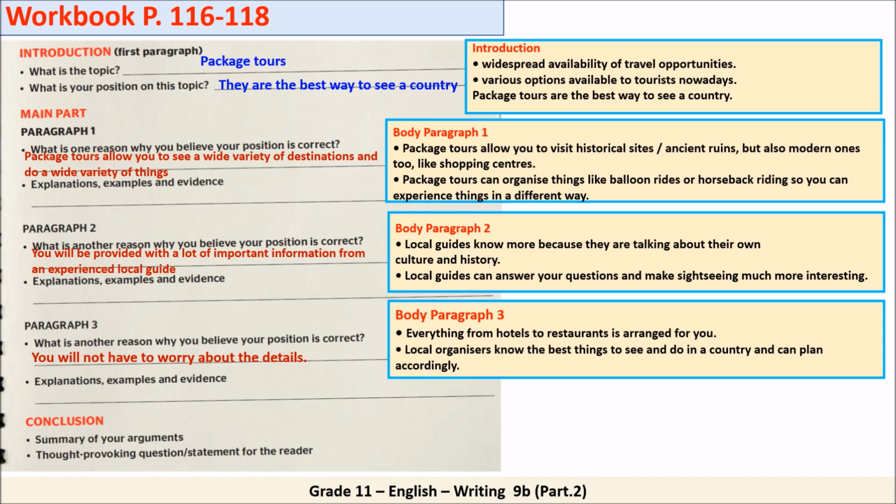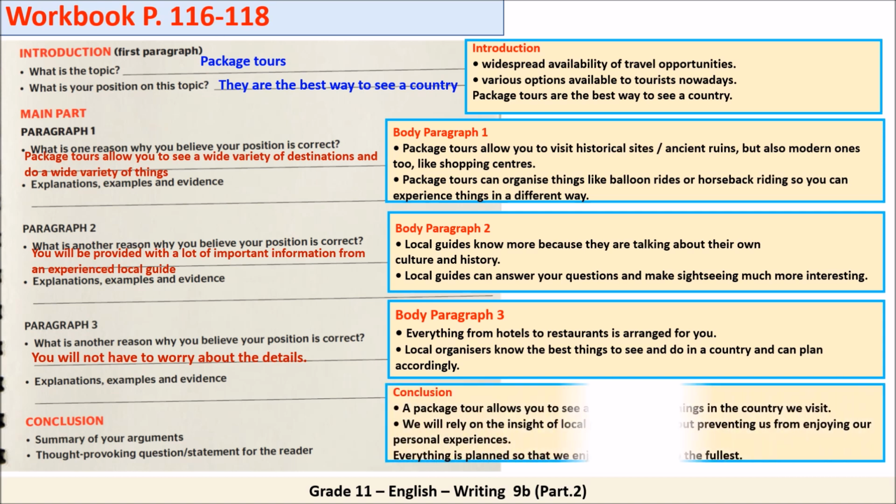We come now to the conclusion, and in the conclusion, we are going to restate what we said before. And these are the ideas. We said that a package tour allows you to see and do the best things in the country you visit. Also, we will rely on the insight of local guides, without preventing us from enjoying our personal experiences. Finally, we'll state that everything is planned for so that we enjoy our holiday to the fullest.